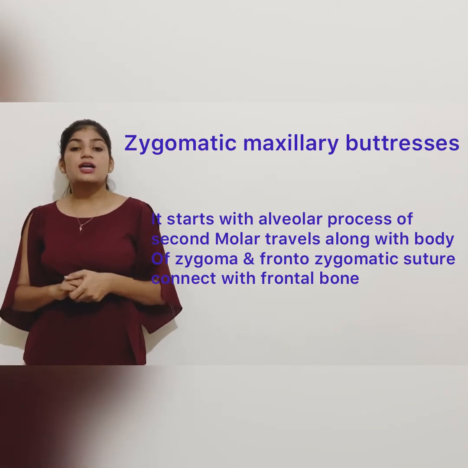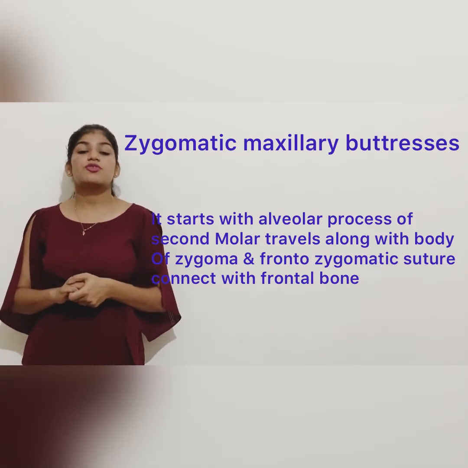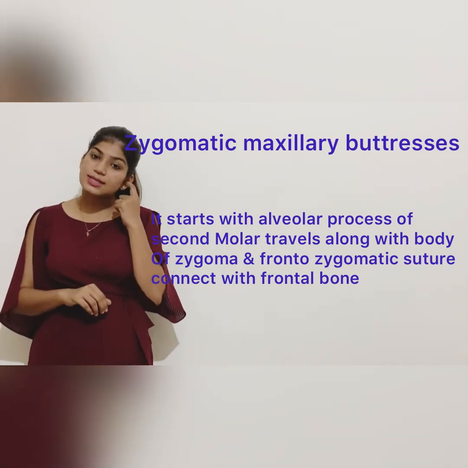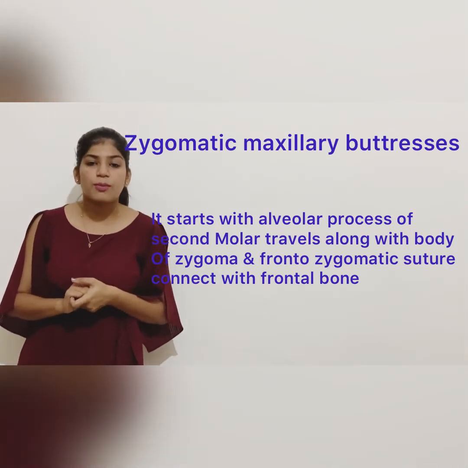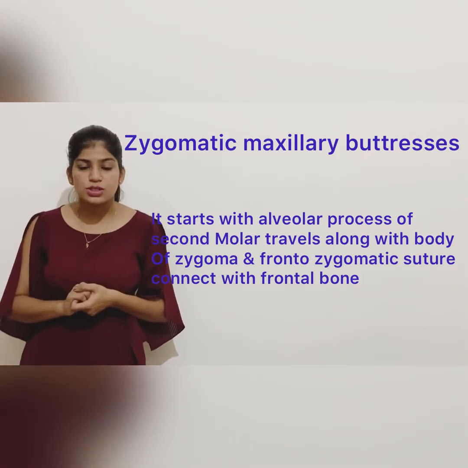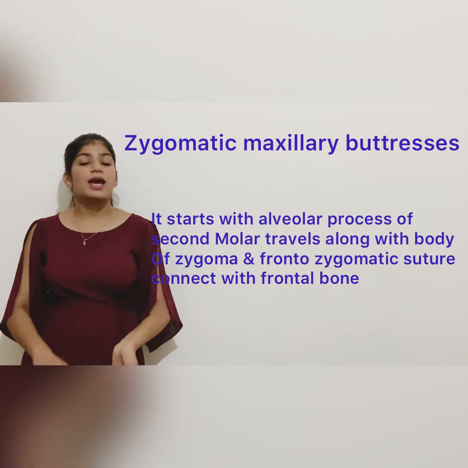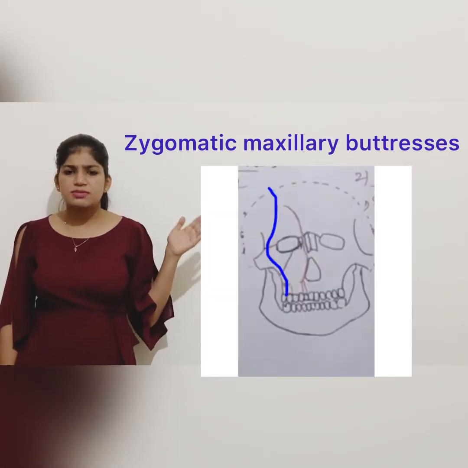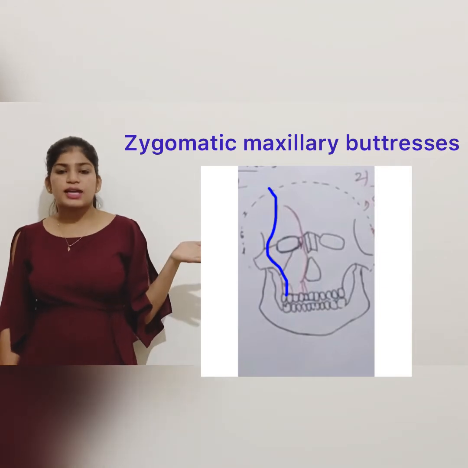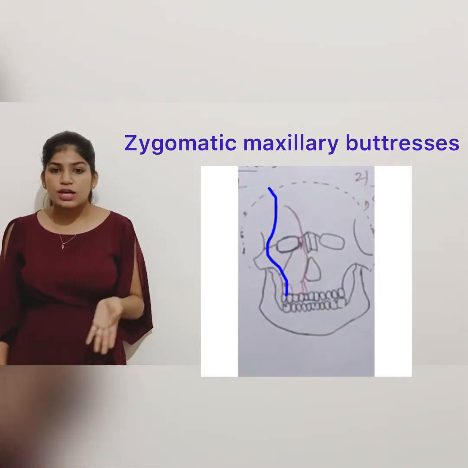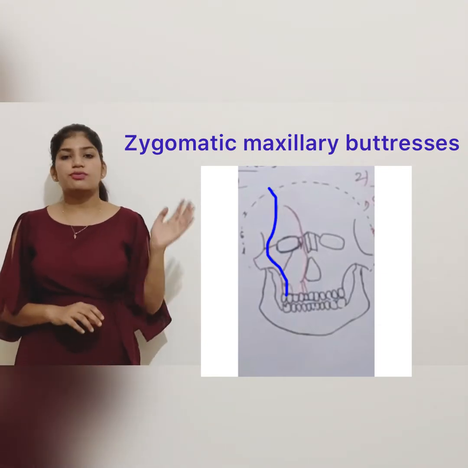Second, we have the zygomaticomaxillary buttress. It starts from the alveolar process of the maxillary second molar, and goes to the zygoma or body of the zygoma, goes up to the frontozygomatic suture and connects in the frontal bone. As you see in this diagram, this point lies around the second molar, and it goes with the body of the zygoma and then the frontozygomatic suture, and connects in the frontal bone.